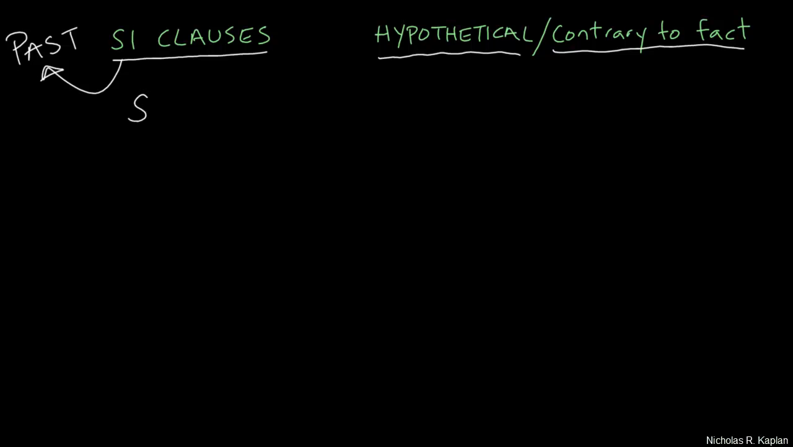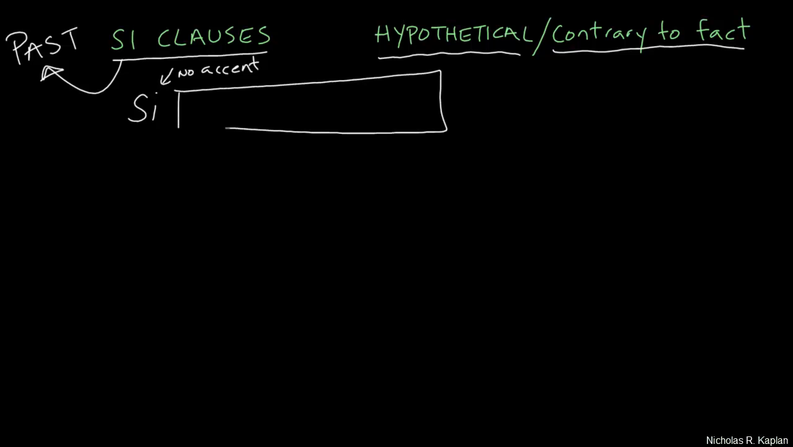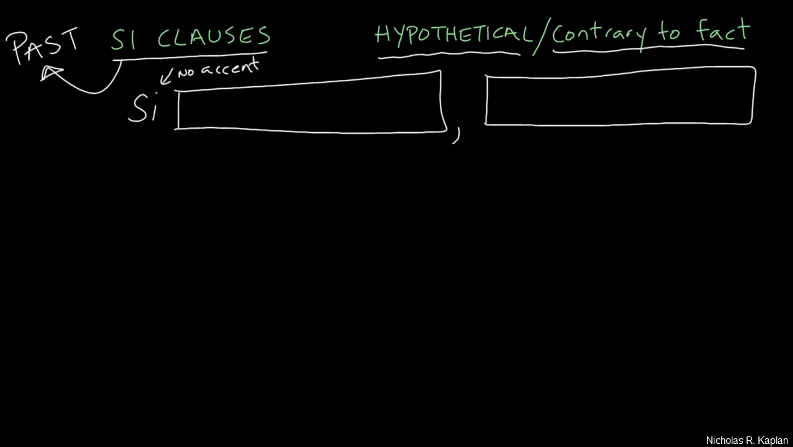And the first thing we need is the word si. No accent, no written accent. If we had that, it would mean yes, so no accent. And then we're going to have a verb, and then a comma, and another verb. Our first verb will be the past perfect subjunctive.